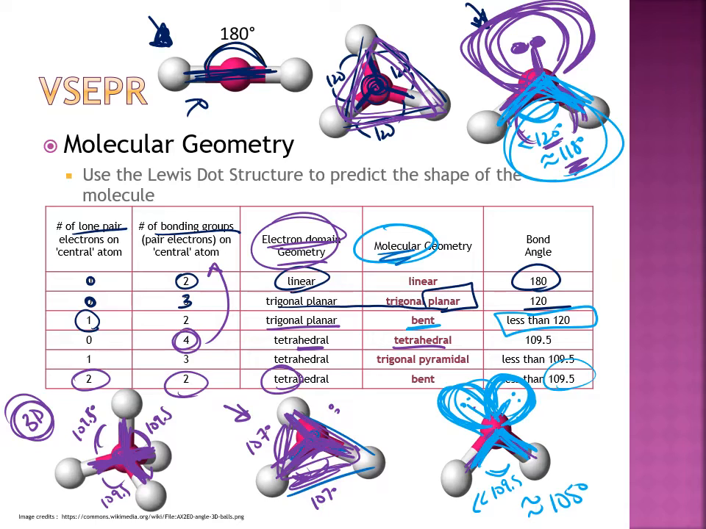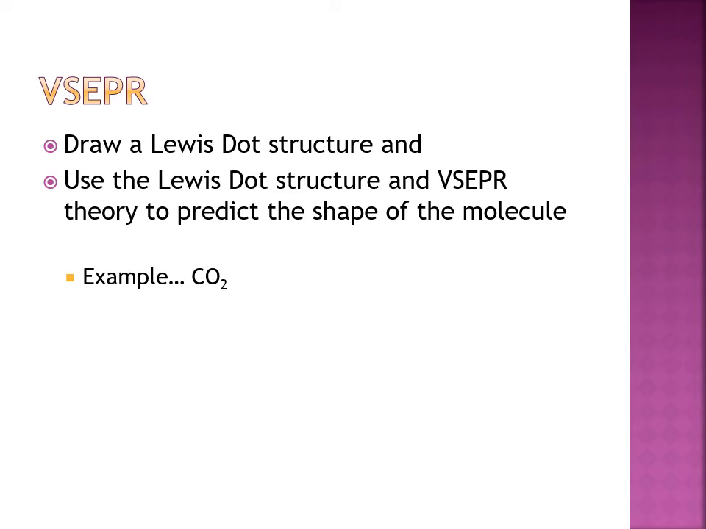First example, CO2. So what we need to do is start by drawing a Lewis dot structure, and then we're going to use that structure and VSEPR theory to predict the shape of the molecule. Lewis dot structure for CO2, carbon's going in the middle, oxygen is going around.